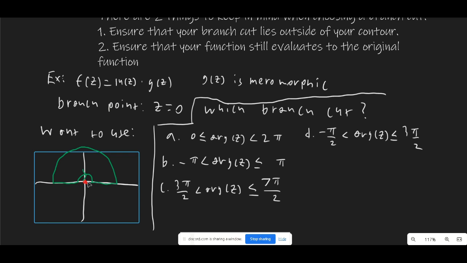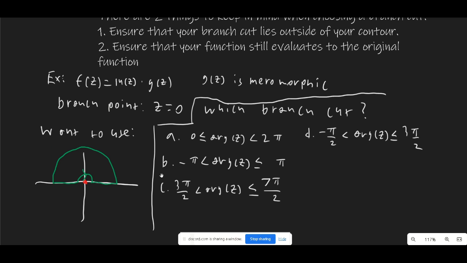And the problem with that is that our contour integral actually goes right over the positive real axis. So that's no bueno. That's not good. Because then we won't be able to use the residue theorem, and we might get the wrong value for our integral. So let's look at option B.